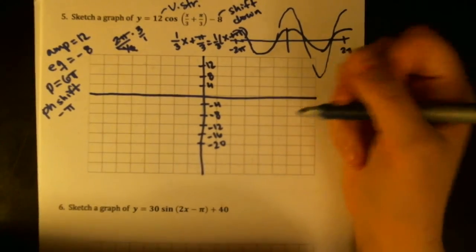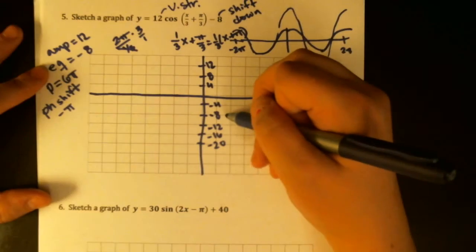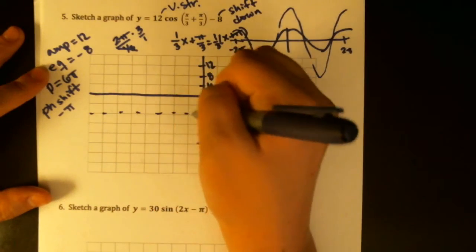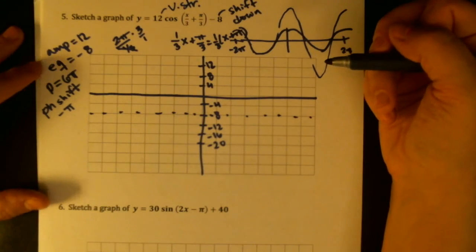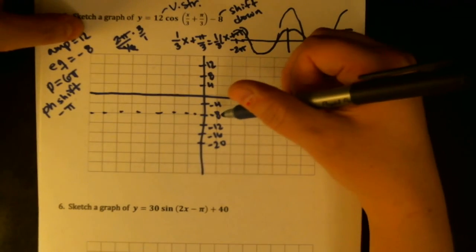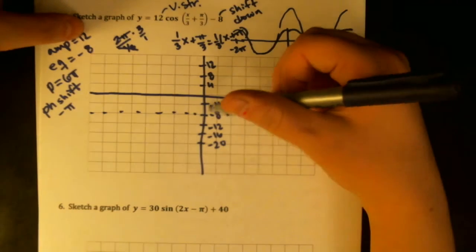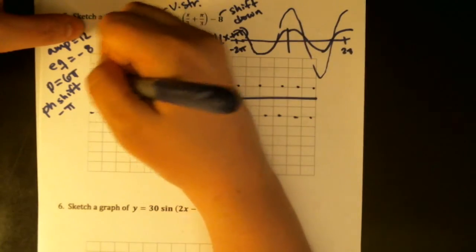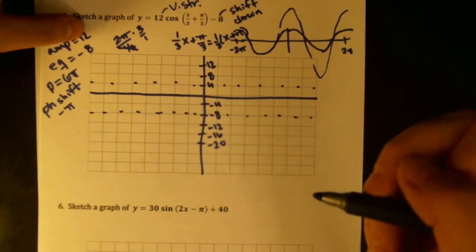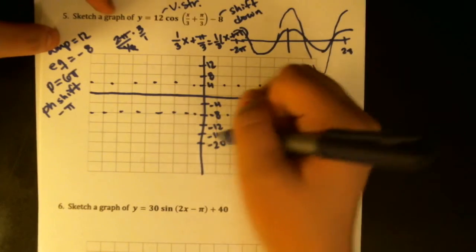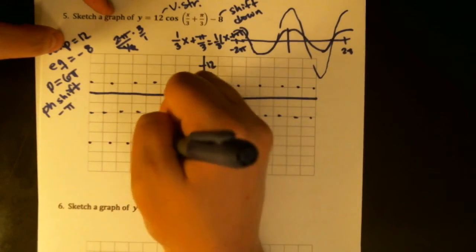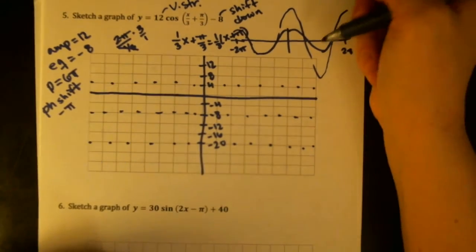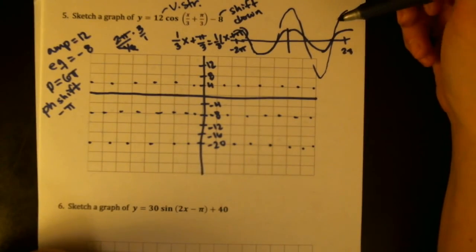Okay, so the middle vertical center is at negative 8. So I'm picturing this as being equilibrium. I have to go up and down 12 from there. So if I go up 12, I'm going to hit negative 8, 4. So this will be the top. And if I go down 12, I'm going to hit negative 20, which will be the bottom. Okay, so there's the vertical stuff.